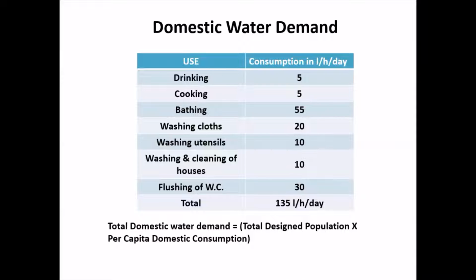The following are the subparts of the domestic demand. For drinking, 5 liters per head per day. Cooking 5, bathing 55, washing clothes 20, washing toilet 10, cleaning houses 10, and flushing of toilet or kitchen and bathroom 30. The total is 135 liters per head per day.